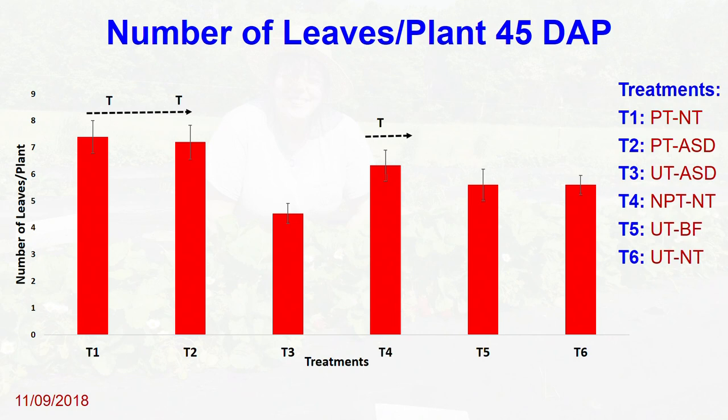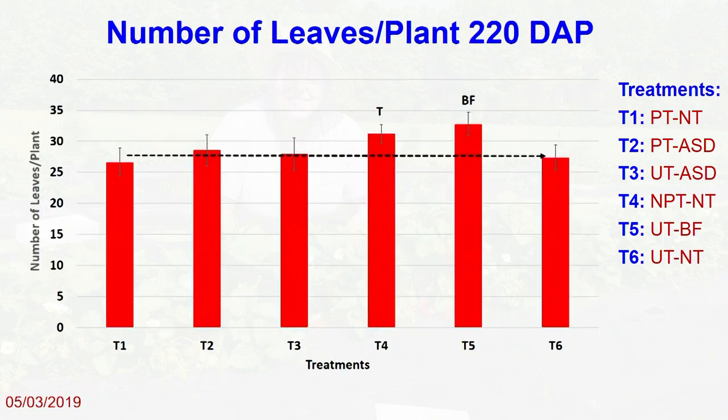Same thing here, number of leaves. You can see under the treatment where we dip the plants in probiotics, there is an increase in number of leaves. Then number of leaves per plant, look here, this is at 220 days. I didn't find any change in the number of leaves after almost 5 or 6 months. So initially I observed changes in the vegetative growth when we used these probiotics, but later on I didn't find any change. All the treatments showed the same type of results.